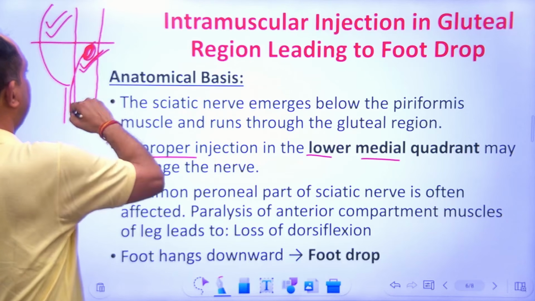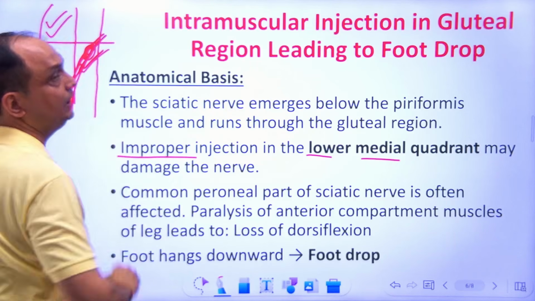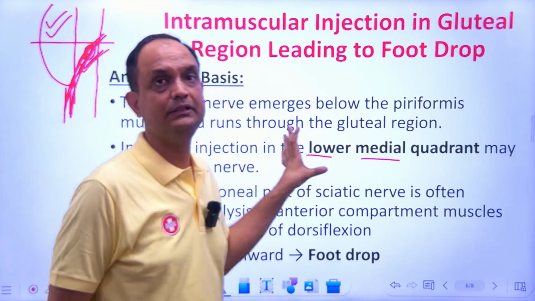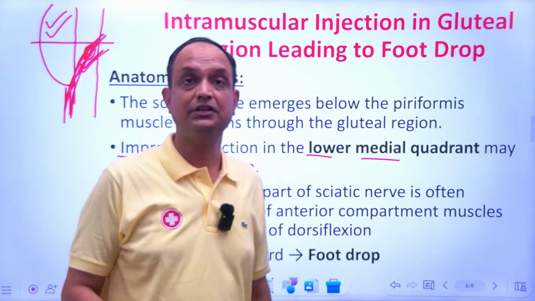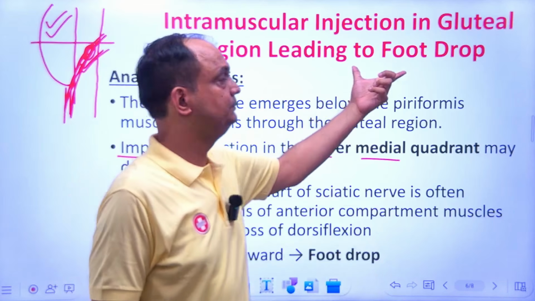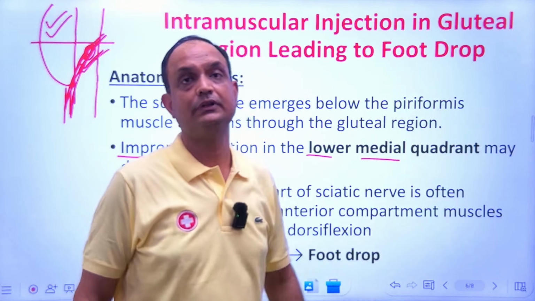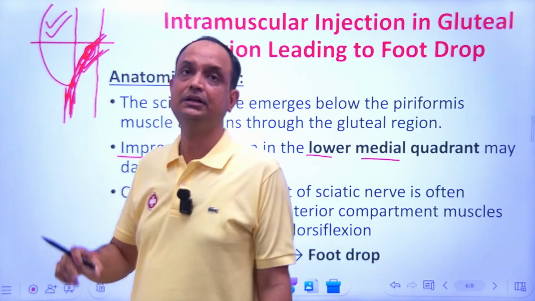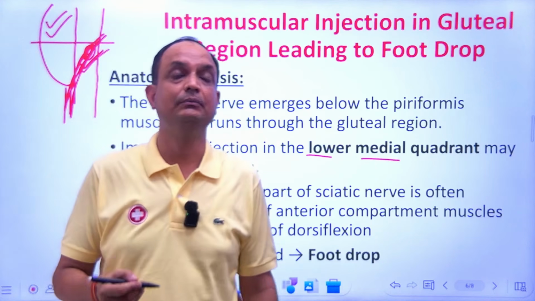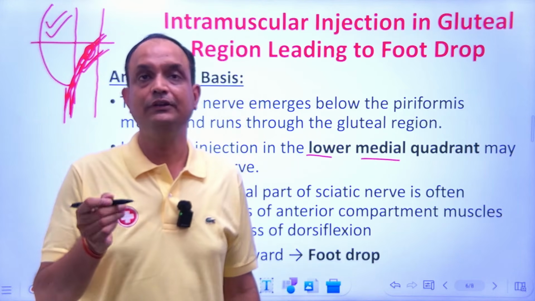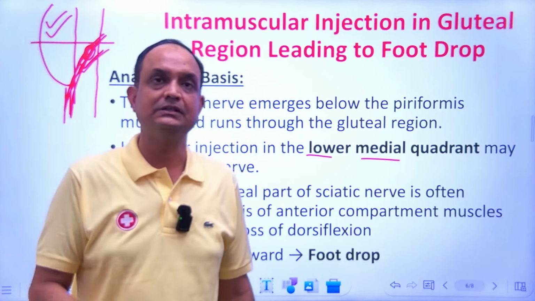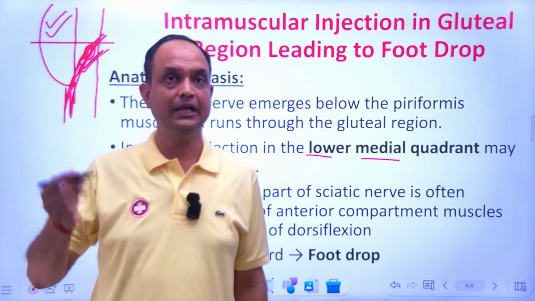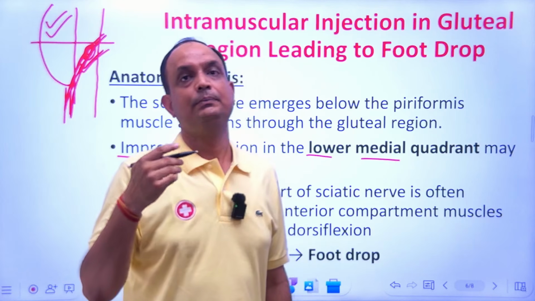Now here you will have a thick nerve known as the sciatic nerve. So when an improper injection is given in this quadrant where you have the sciatic nerve, foot drop occurs because there is an injury of the common peroneal component of the sciatic nerve, which supplies the dorsiflexor muscles. These are the muscles of the front of the leg. Because the common peroneal nerve gets injured here, it will lead to foot drop.